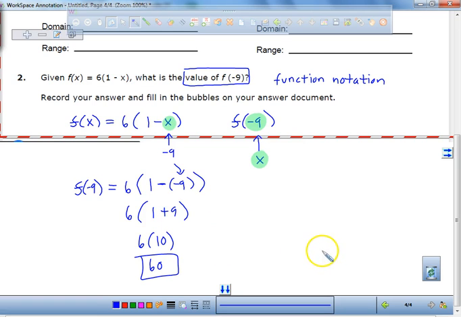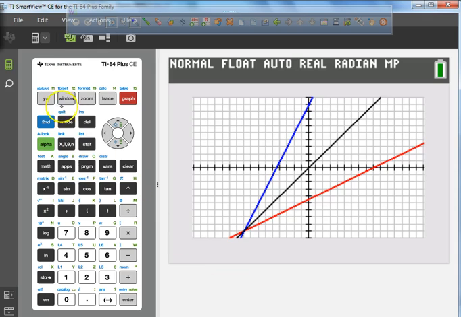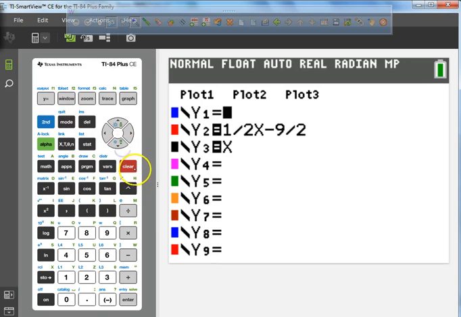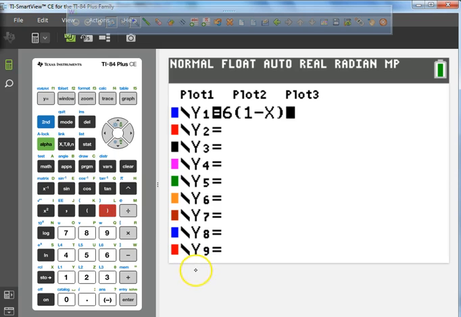But you guys have what accessible to you? Calculator. So watch this. You hit y equals. Sorry, I've got to clear something out for my algebra 2 class. Here we go. Let's go to y1. Hit 6. Hit an open parentheses. Type in 1 minus x, close parentheses. Just like that. Now let's check the table.